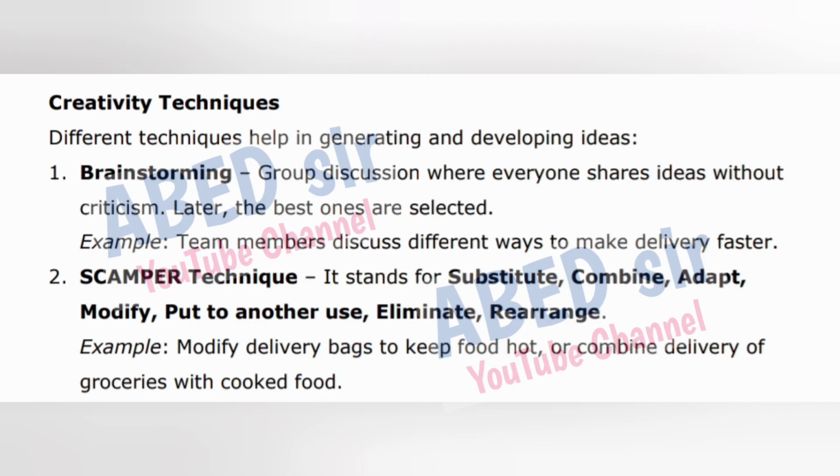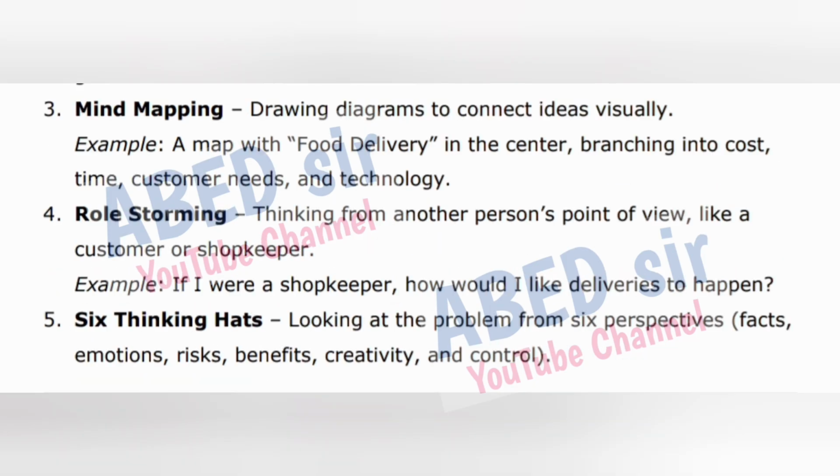SCAMPER technique stands for substitute, combine, adapt, modify, put to another use, eliminate, rearrange. Example: modify delivery bags to keep food hot, or combine delivery of groceries with cooked food. 3. Mind mapping, drawing diagrams to connect ideas visually. Example: a map with food delivery in the center, branching into cost, time, customer needs, and technology.